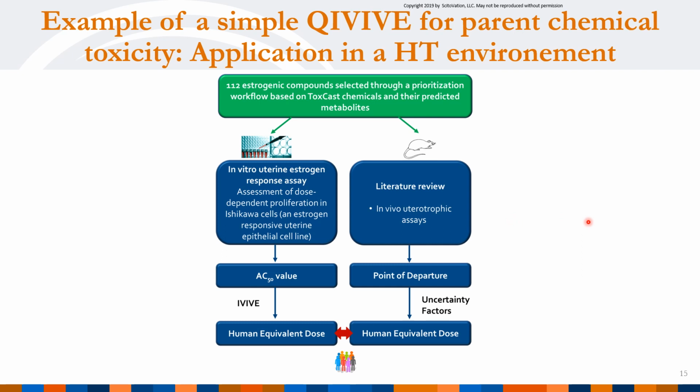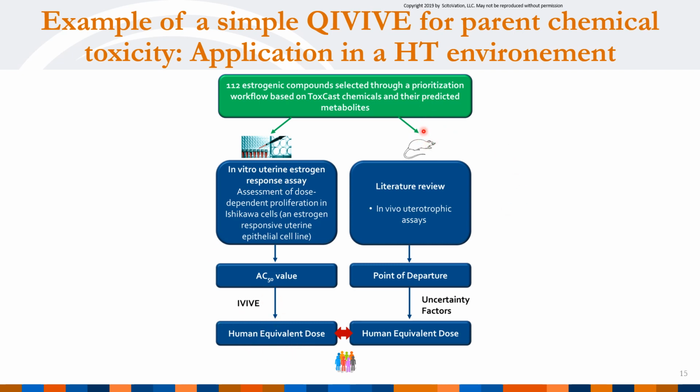Here we have a simple example of quantitative in vitro to in vivo extrapolation for parent chemical toxicity. So we had a list of estrogenic compounds selected through a prioritization workflow based on ToxCast and their predicted metabolites. So we did two things. First, we did some in vitro uterine estrogen response assay in the lab, and we derived AC50 values, and we used IVIVE to convert these AC50 values from this in vitro uterine assay into a human equivalent dose.